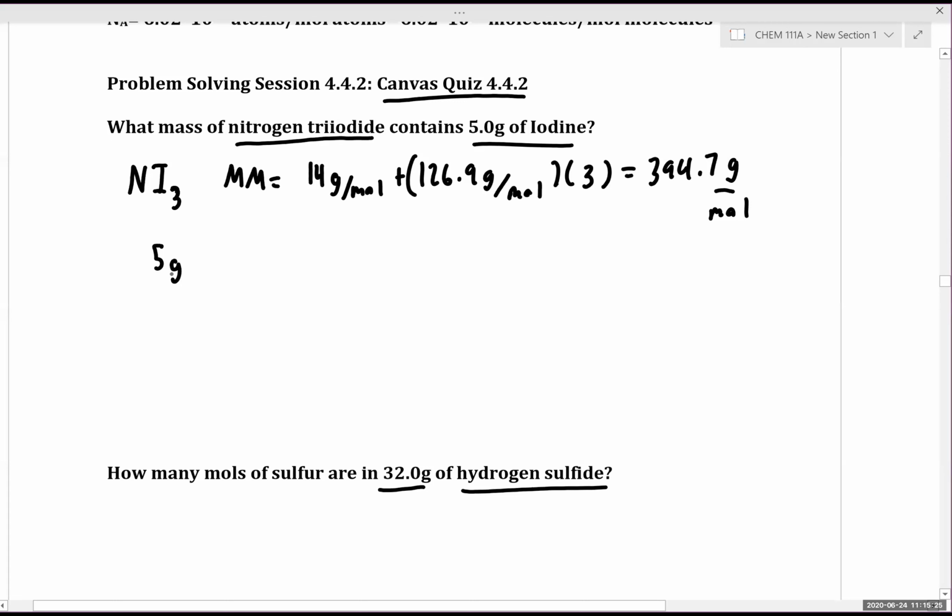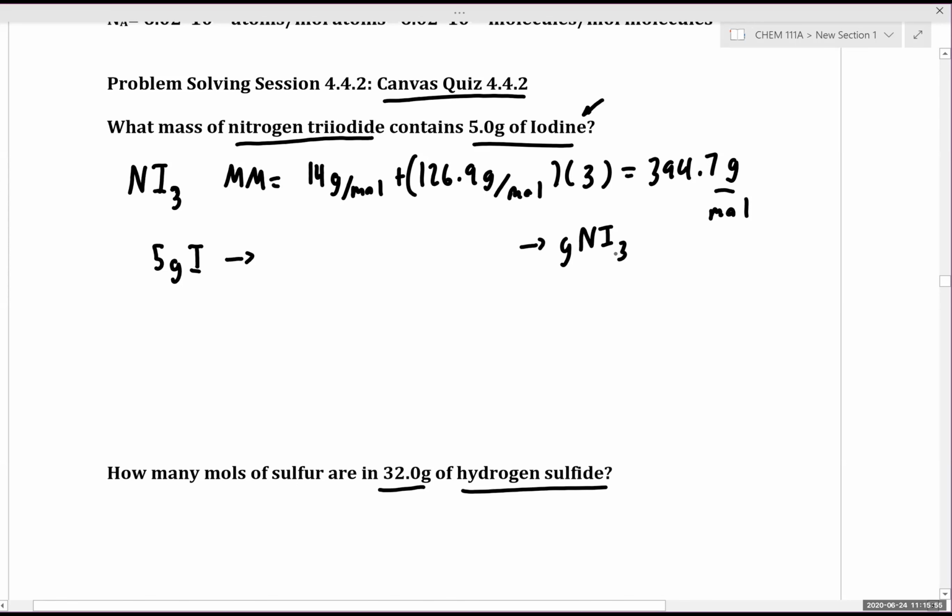So now looking at what we have to do in terms of a problem solving scheme, we have 5 grams of iodine. And when we see the name of an element in these sort of composition problems, it's referring to the mass of that element in its atomic form. More on that later. So we have 5 grams of iodine, and we are trying to calculate the grams of nitrogen triiodide.